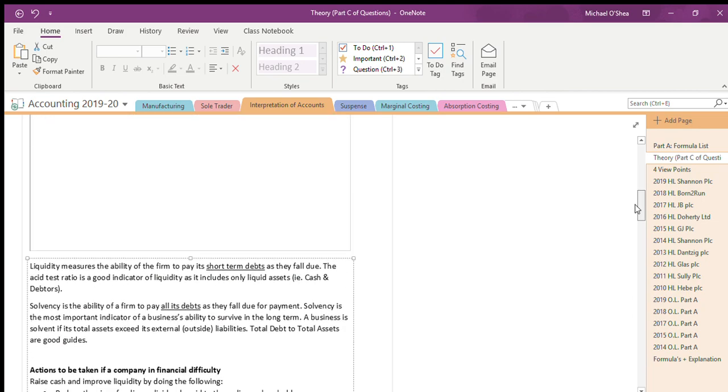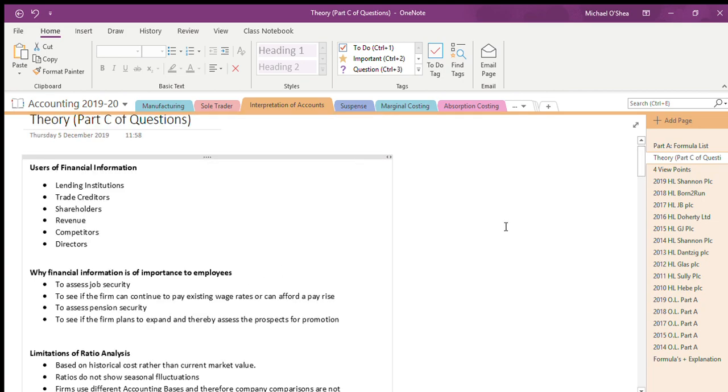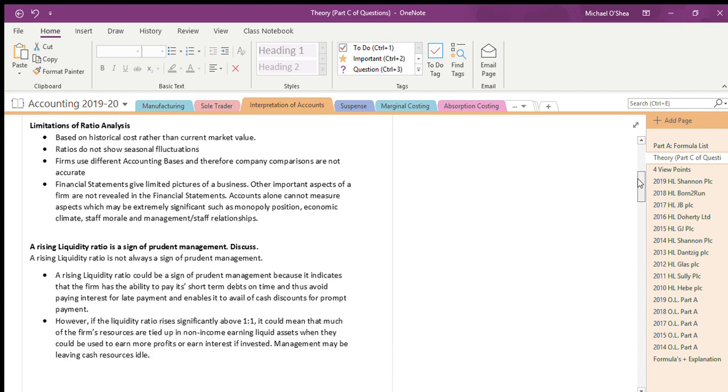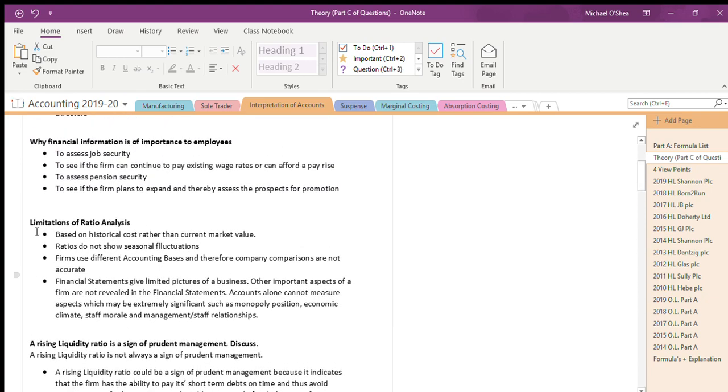Where have I this in the notes? I think, yeah. So up towards the top, this section here, and this is probably the most common question that's asked. It hasn't been asked in a couple of years. It will get asked soon. Limitations of ratio analysis. So what are the limitations of all of this? So we're using all historical cost data rather than current market value.